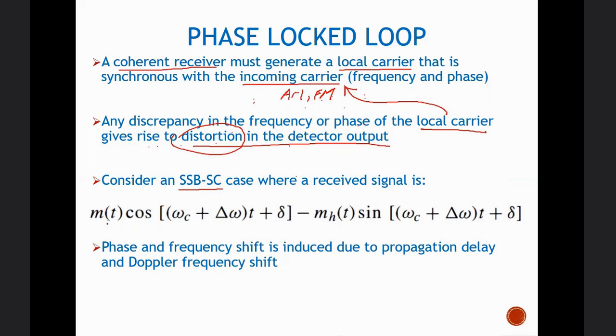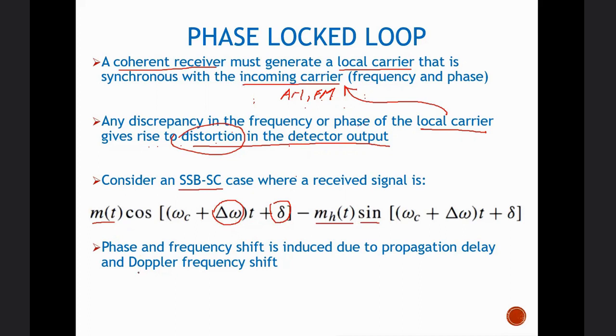Here we have m(t) multiplied with cos, and the Hilbert transform of m(t), m_h(t), multiplied by sine. That means this signal is a single sideband signal. We have two new terms: one is delta omega, and one is the delta that we can see inside the phase of the sinusoidal signals. So what are these two new terms?